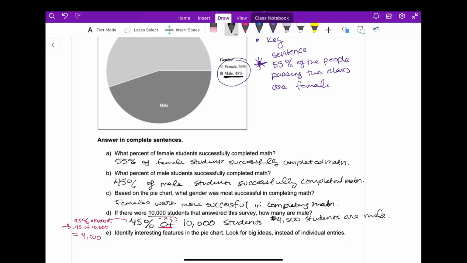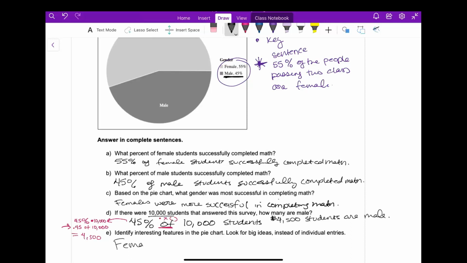All right. Identify interesting features in the pie chart. Look for big ideas instead of individual entries. This one's a little bit intense to say big ideas because there's really only two ideas. There's the fact that females are being more successful at passing their course over males. So I think that's a big idea. And like I mentioned, there's not too many categories, so that's a hard big idea. But let's put that.